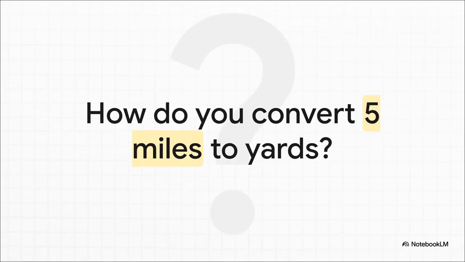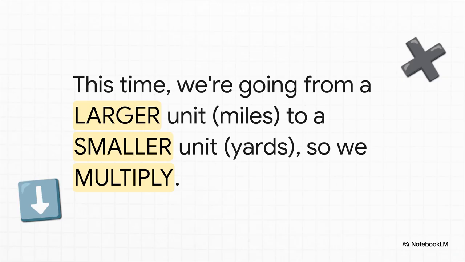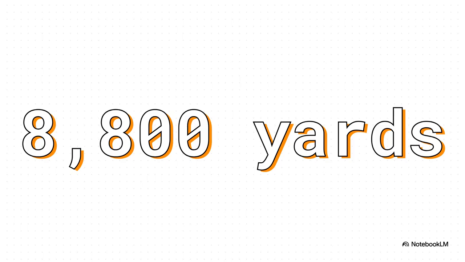Okay, one last one. We've done a couple with division, so let's flip it and try out multiplication. How would you convert 5 miles into yards? And we know the fact is that 1 mile equals 1,760 yards. So this time, our direction is from a large unit, miles, to a much smaller one, yards. And what does our rule say? Multiply down. So we take our 5 miles and we multiply by 1,760, which gives us 8,800 yards. See, it doesn't matter if you're going up to a bigger unit or down to a smaller one, the rule holds true. Divide up, multiply down.